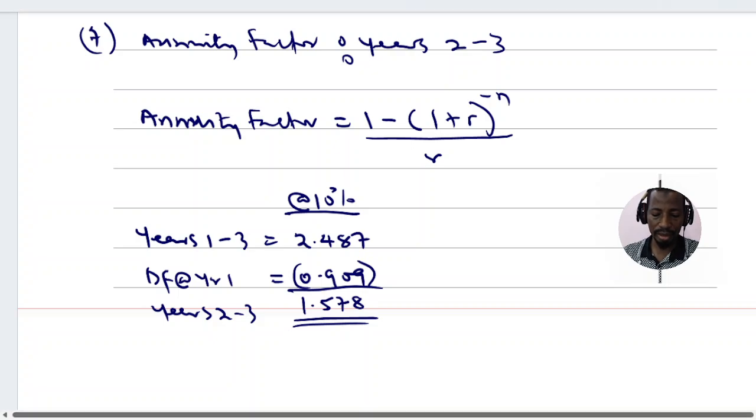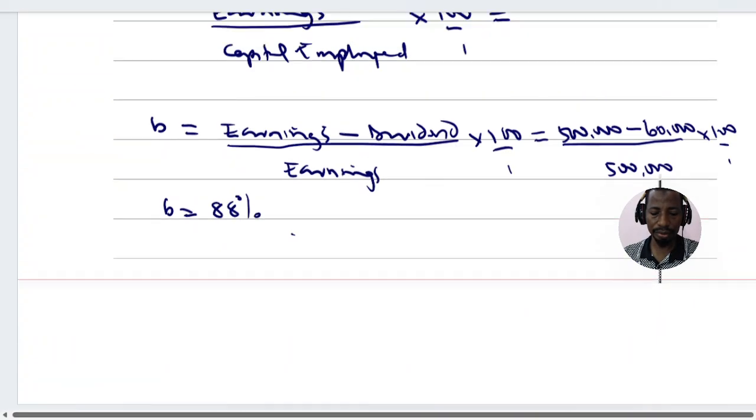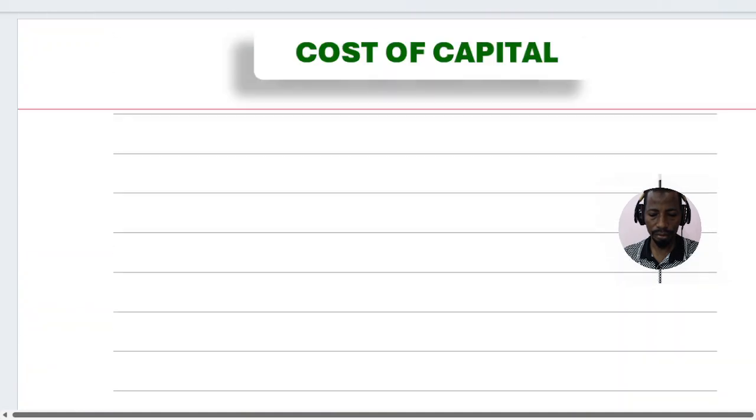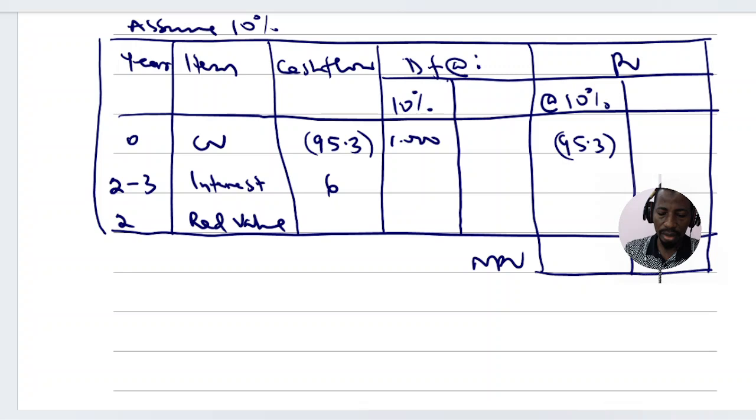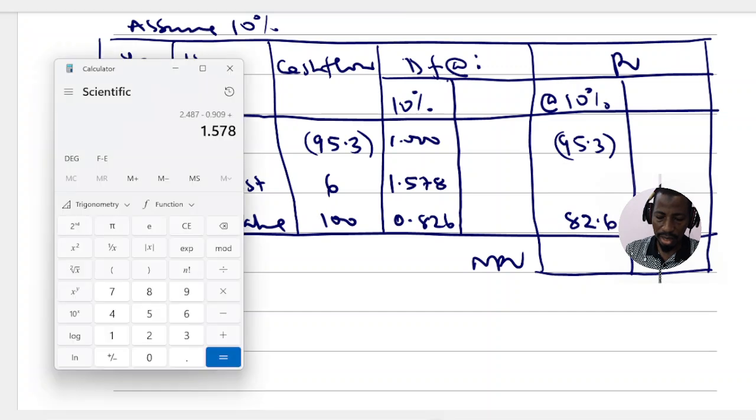So let's go and calculate now. Let's continue. So here will be 1.578. Then this debenture will be redeemed at par. At par means at 100 naira. So discount factor at year 2, for year 2 at 10%, 0.826. This is 82.6. Then I would say 6 multiplied by 6.